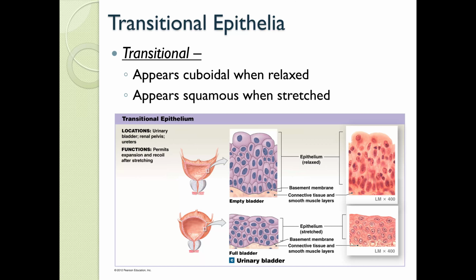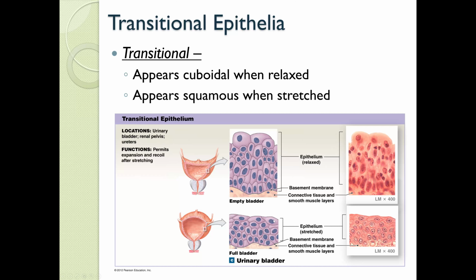Transitional epithelia is a special type of epithelia that sometimes looks cuboidal and sometimes looks squamous. So with this type of epithelia, if it's relaxed, and your bladder is a good example, so your bladder's relaxed because it doesn't have any urine in it. If we were to look at the tissue when it's in the relaxed state, it's going to look like it's cuboidal. So it actually looks a bit stratified cuboidal. But when the tissue is stretched, like when your bladder is full of urine, then it looks squamous. So the topmost layer up against the lumen is actually going to be flat, thin cells.